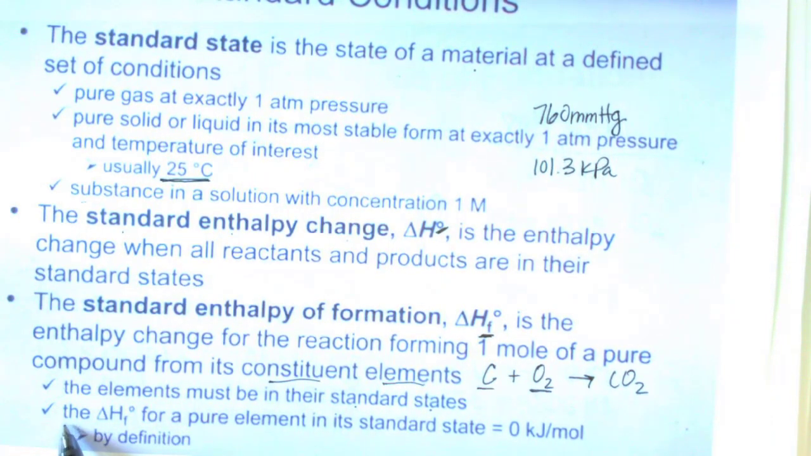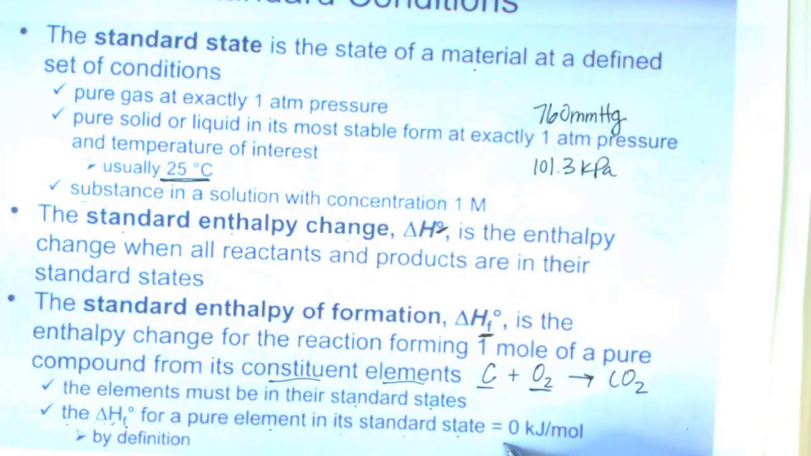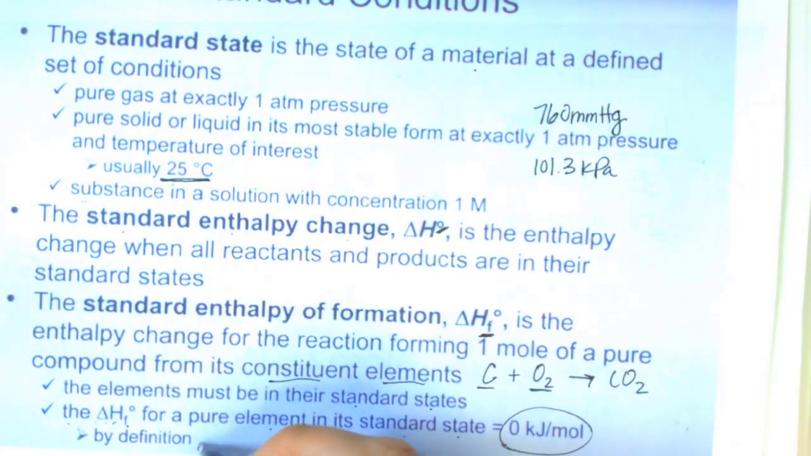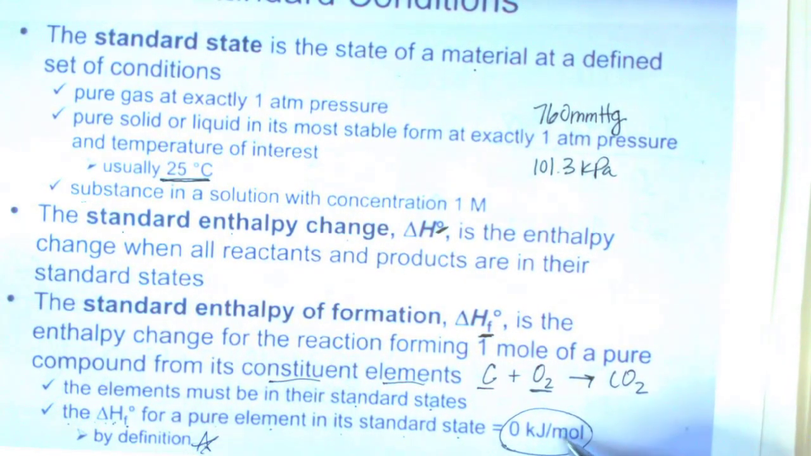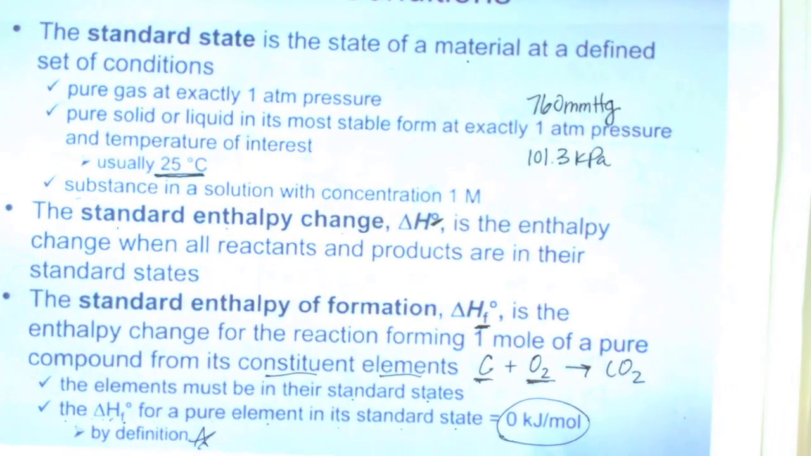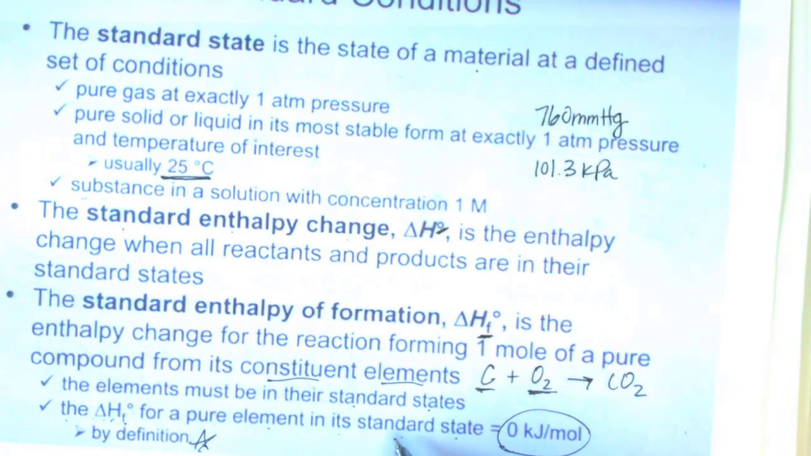So what this is also telling us is that the standard enthalpy of formation, delta H F, for a pure element in its standard state is, by definition, 0 kilojoules per mole. We don't form elements. Elements are found naturally. We don't form elements. We form compounds made up of those elements. So these individual elements found in their natural standard state have a value of 0 kilojoules per mole.